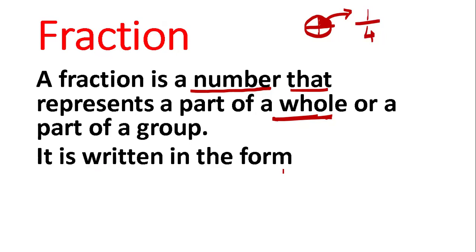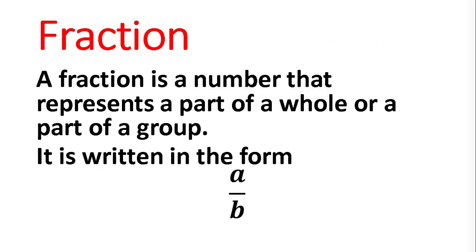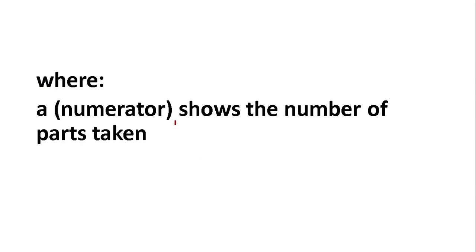It is written in the form A by B, or X by Y, or M by N, anything. It is in the form of P by Q. Here A shows the number of parts taken. In the pizza, we are taking one part. Therefore, the number of parts taken here is 1.